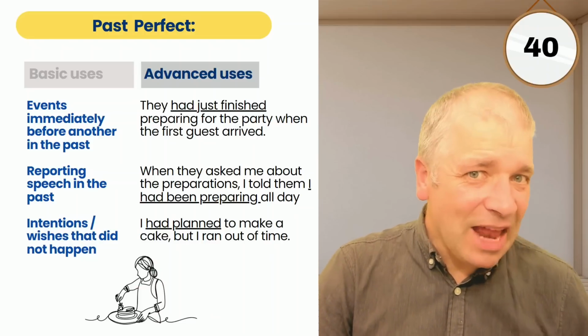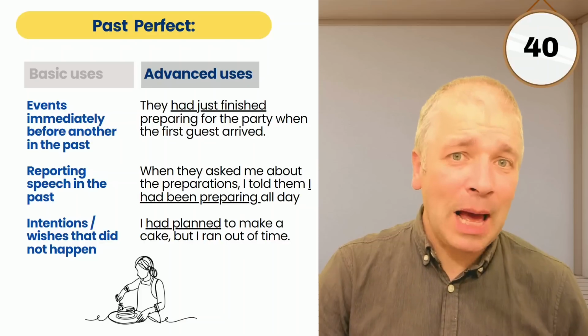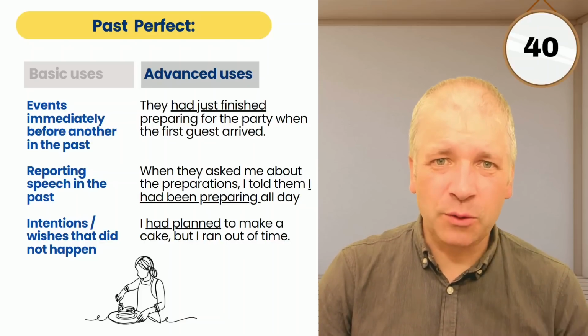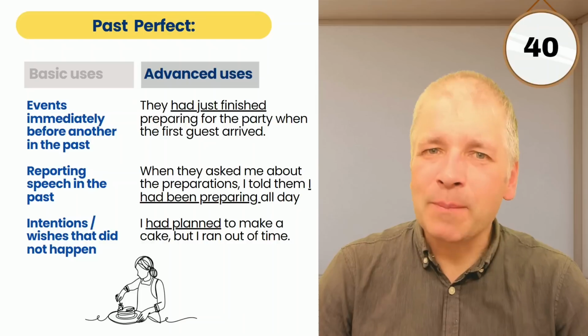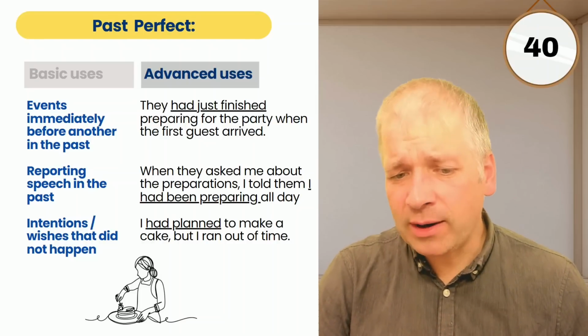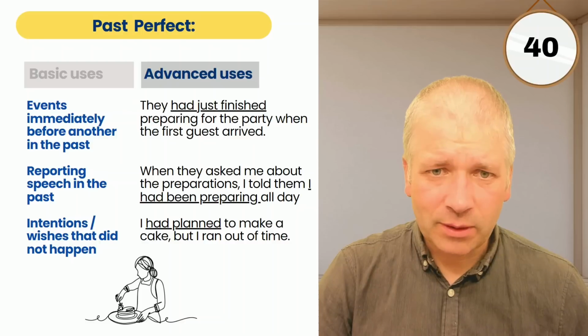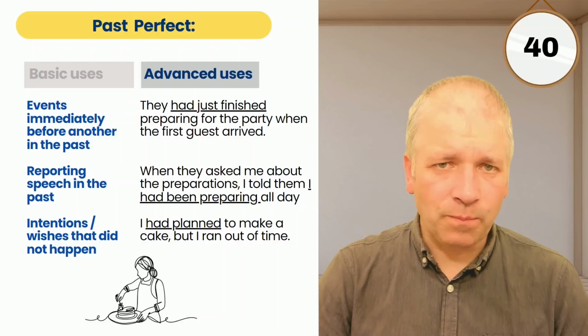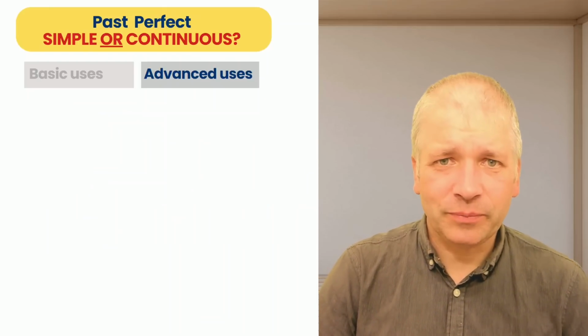If there are intentions or wishes that did not happen, the past perfect is often used to show this. It's kind of another hypothetical situation. I had planned to make a cake, but I ran out of time. Did it happen? No. So it's hypothetical.